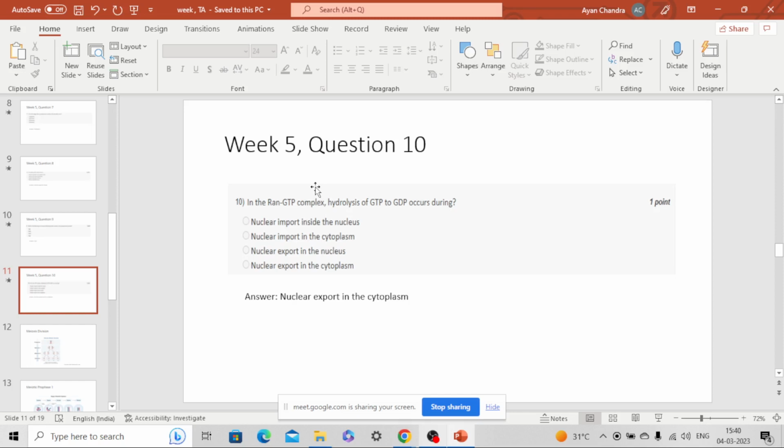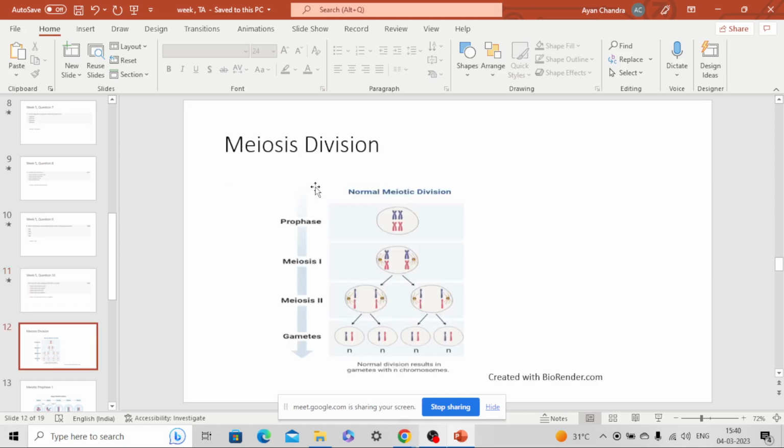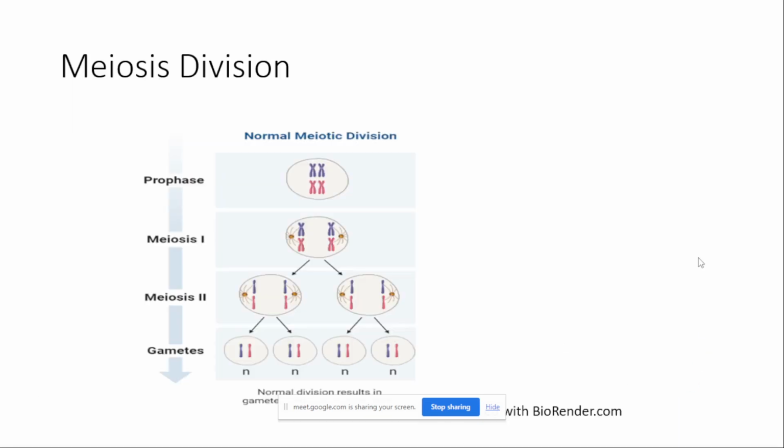Okay, let's then move on to some selected topics from your lecture content. So let's first discuss the meiosis division. This is the normal meiosis division. So what basically happens in prophase? You can see in prophase the chromosomal condensation will occur. Again, the condensation is specific for this division phase.